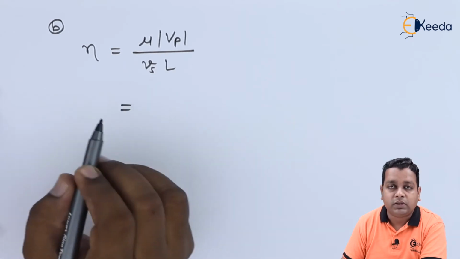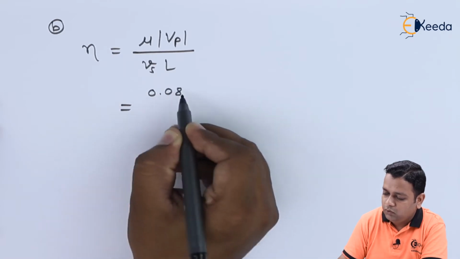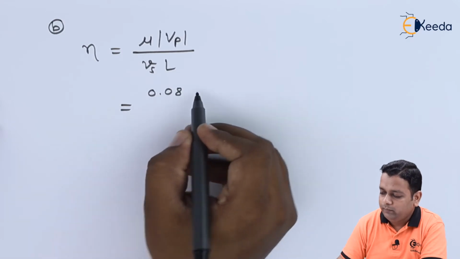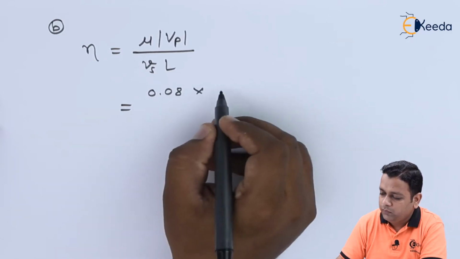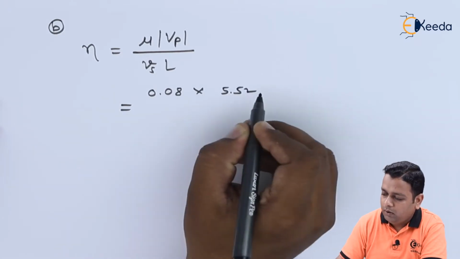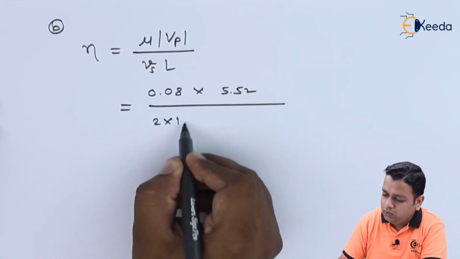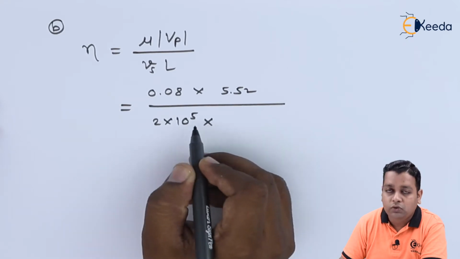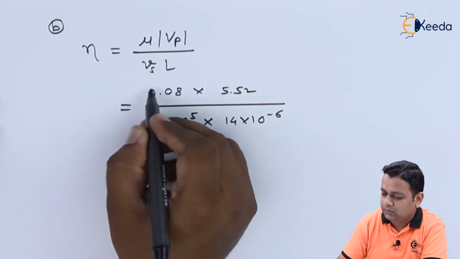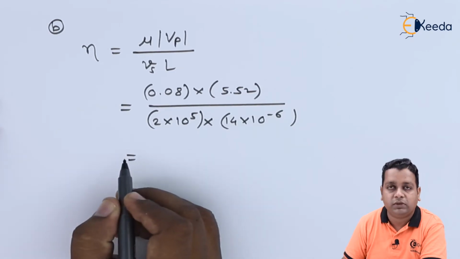So making a substitution of values here, we get the numerator 0.08 in terms of meters squared per volt second. We take the mobility in multiplication with the mod of Vp that we have obtained, the magnitude 5.52, divided by Vs, which is 2 into 10 raised to the power 5, into the L value, which is 14 into 10 raised to power minus 6. So these are the substituted values into the formulation.